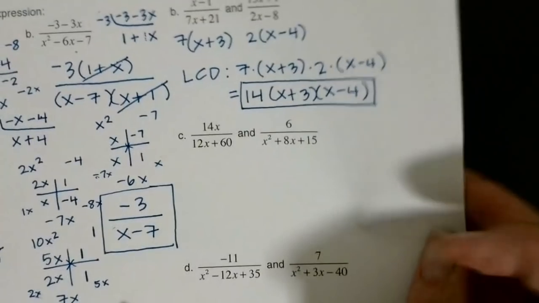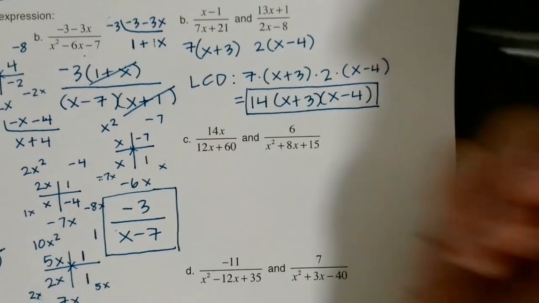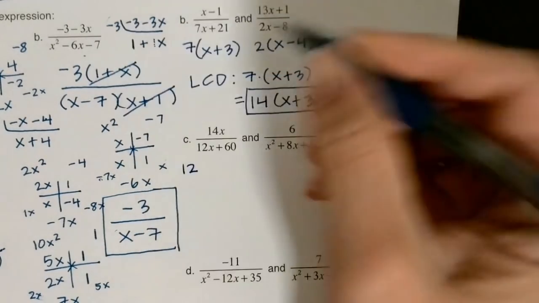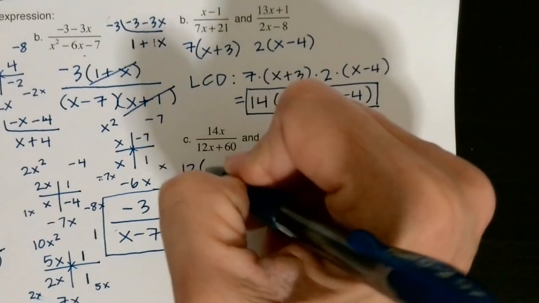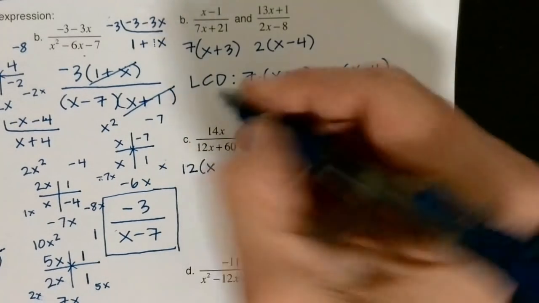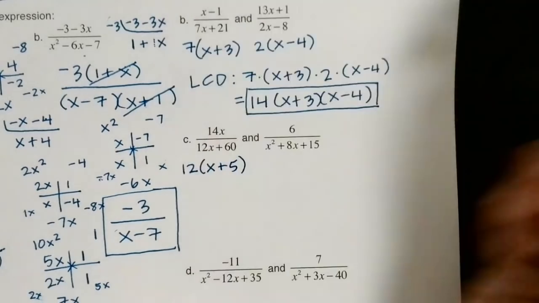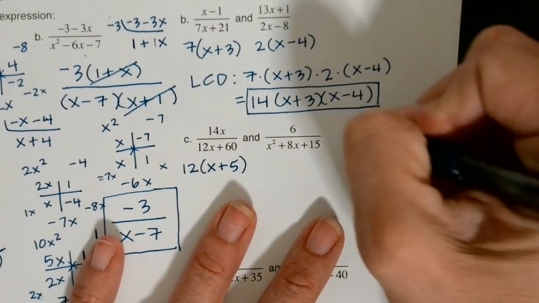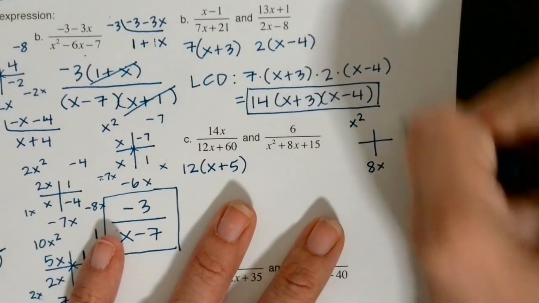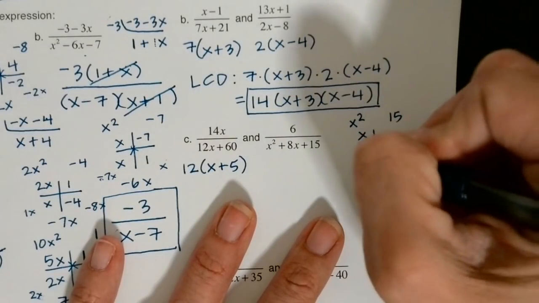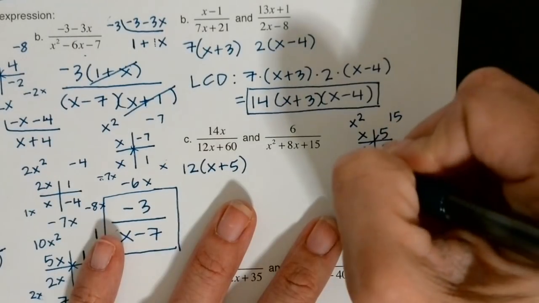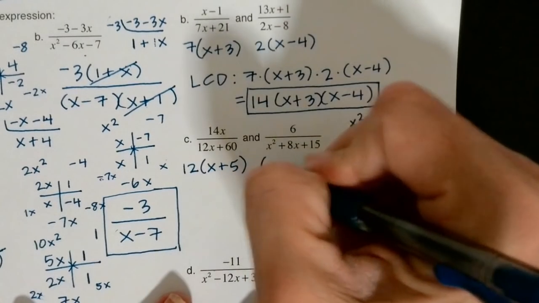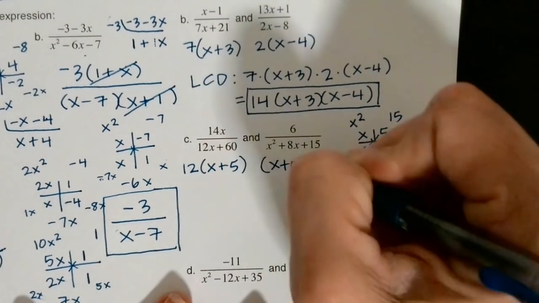Okay, so looking at letter C, 12x plus 60, 12 goes into both of those. 12x divided by 12 would just be x, and 60 divided by 12 would be plus 5. And then over here, what is that? Oh, we got a T-chart. Let's check out that T-chart. Just takes a second. And I get x plus 5 times x plus 3.